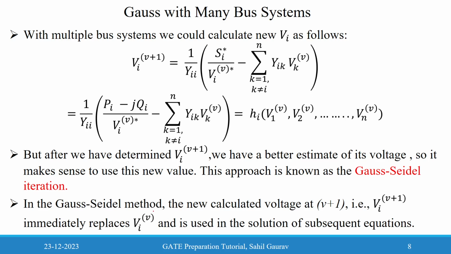We have seen the Gauss method for the two bus system. Now suppose we have many buses in the system, how will we apply the Gauss method? With a multiple bus system, the voltage expression is similar to the previous one that we have seen. Now put Si conjugate equal to Pi minus jQi conjugate, and you will get the below expression.